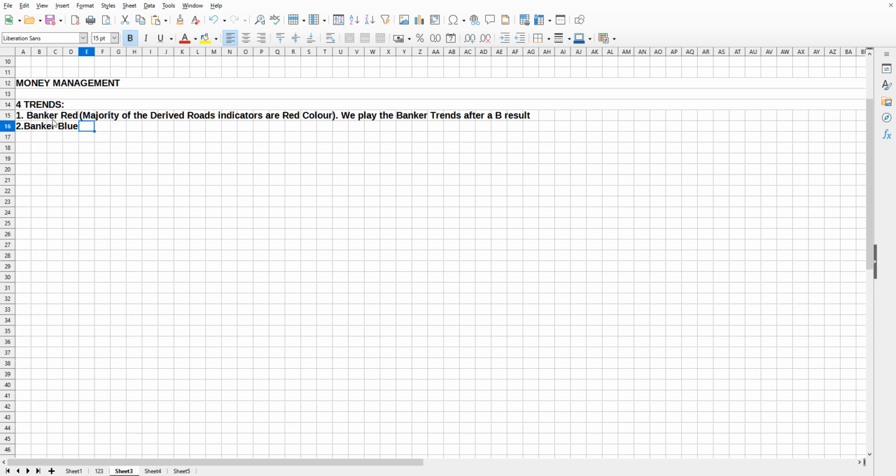Banker blue: if this banker red starts to lose, I mean after the banker results, the red color indicators are not winning as much as before. That means the trend might have switched to the banker blue. I mean after the banker result, the blue color indicators start to win now more.